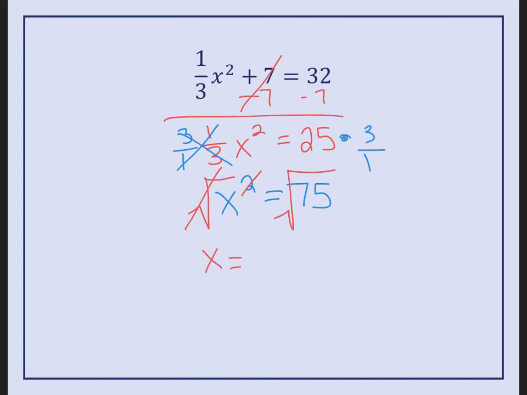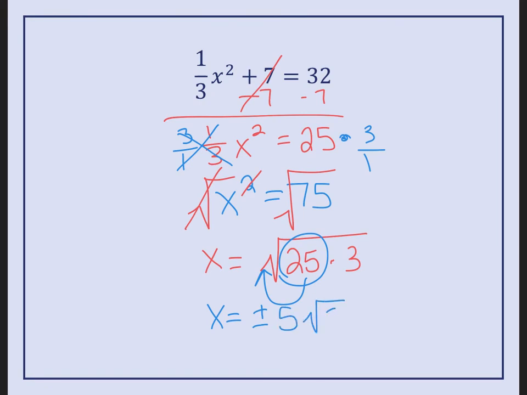Now I can't take the square root of 75, but what can I break up 75 into? I look for perfect squares, and that's 25 times 3. And I chose 25 because it's a perfect square, and I can take the square root of it. So x equals a positive and a negative 5 square roots of 3.